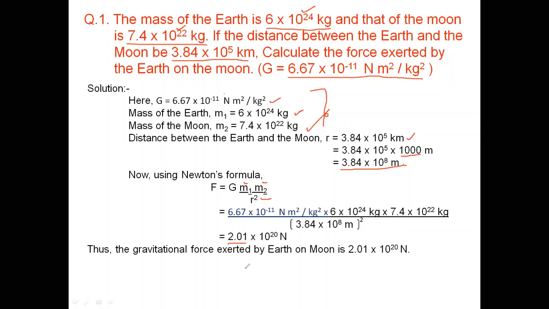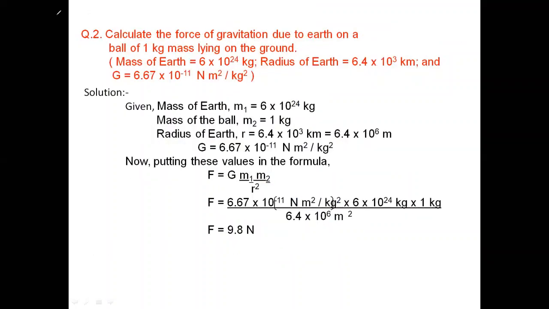So the gravitational force exerted by earth on moon is 2.01 into 10 to the power 20 Newton. More numerical problem is here. Now we have to calculate the force of gravitation due to earth on a ball of 1 kg mass lying on the ground. The mass of the ball is 1 kg and it is on the surface of the earth. Again we have the same values.